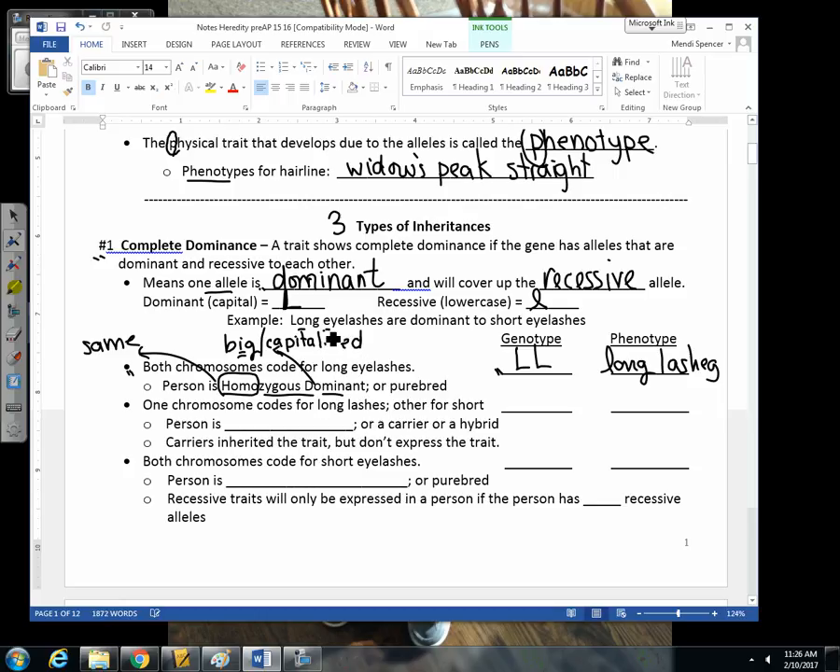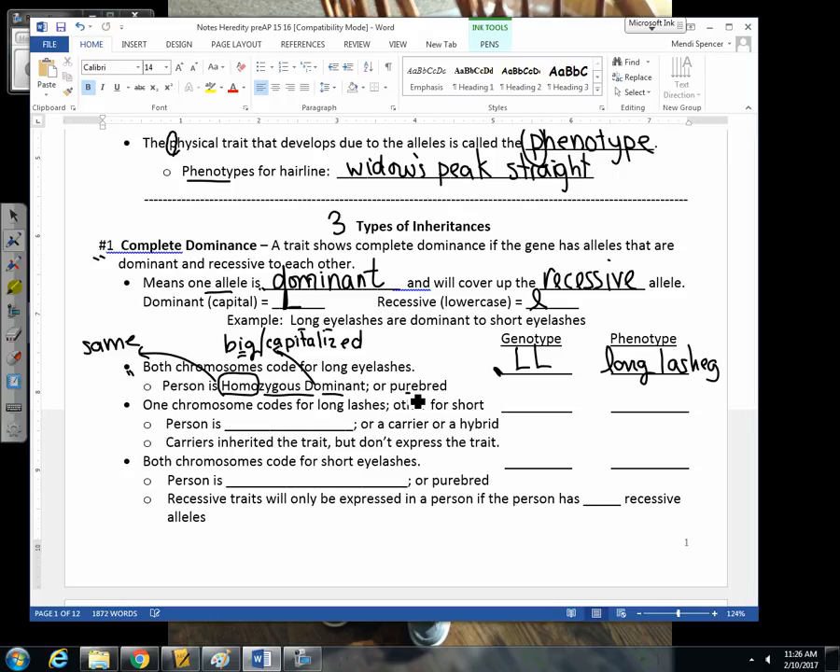So if I say a person is homozygous dominant, you know their 2 letters are the same. They have 2 of the same alleles, and you're going to keep them capitalized because I said dominant. We can also say they're pure for the trait. So the only code that they have is the same code. They're pure for the trait.